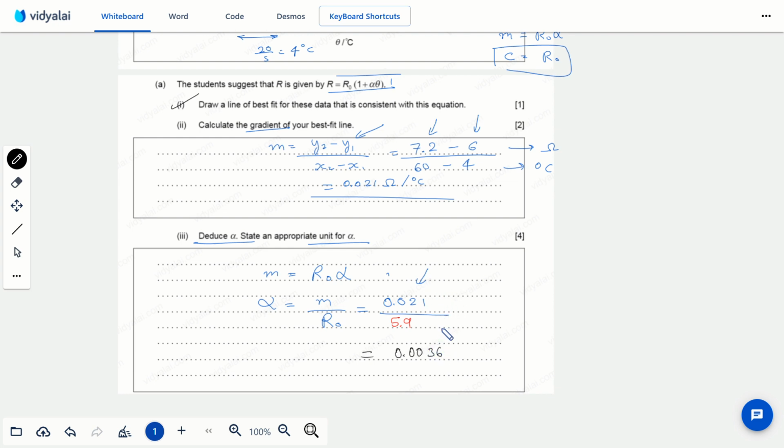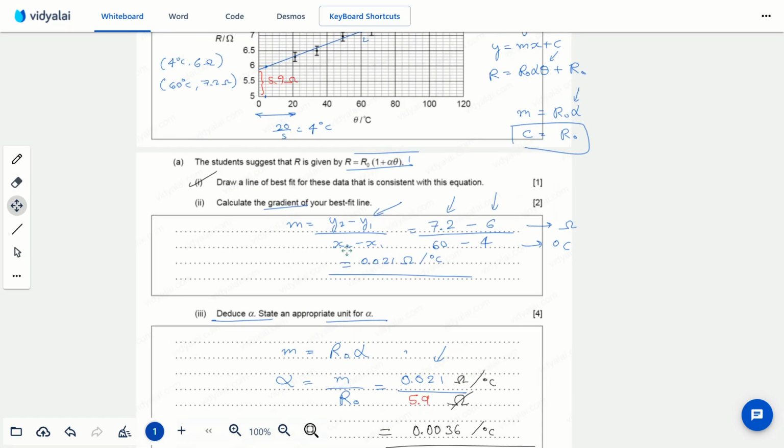What would be its units? In the numerator we have the gradient, which has the units of ohm per Celsius, and in the denominator we have r theta, which is a value of resistance, so it's expressed in ohms. Theta gets cancelled out, so what remains is per Celsius. So that's the value of alpha.